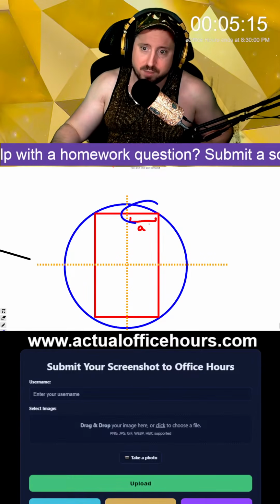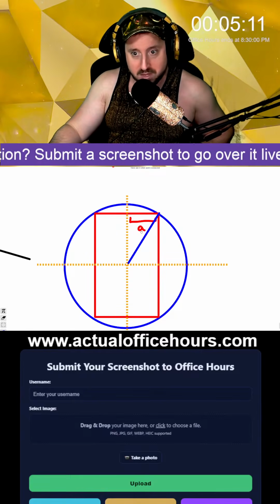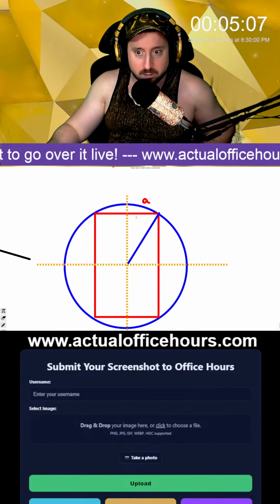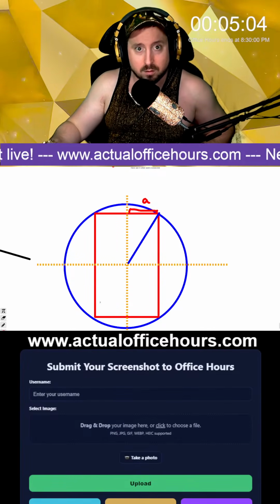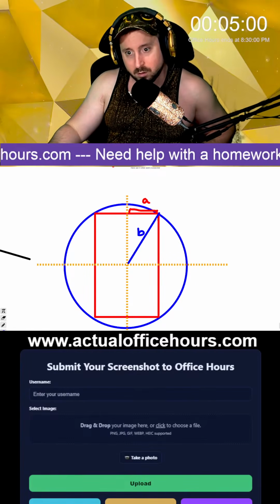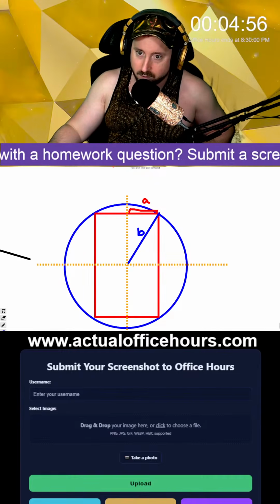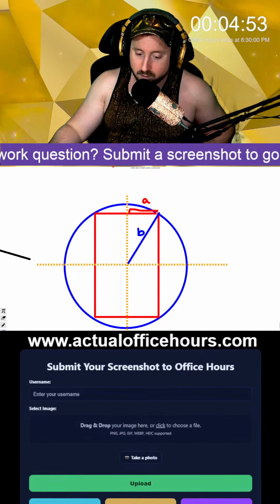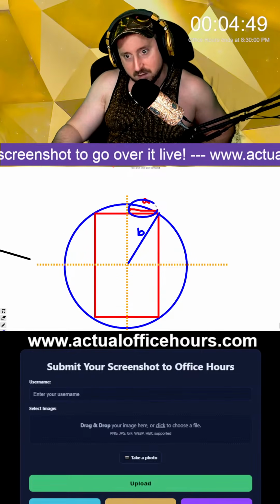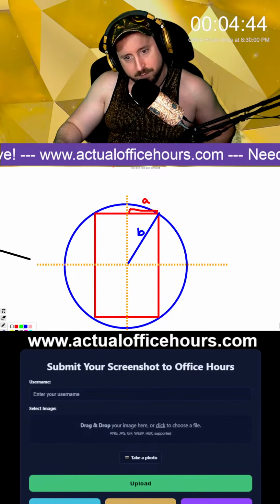Okay, we know that this distance is A, but also we know that this distance here is equal to B, right? Maybe I can use a triangle. Oh, you can in CAD? That's super cool. Right? This is B because this is the radius of the sphere. And then this is A. So, how can I figure out what this is?